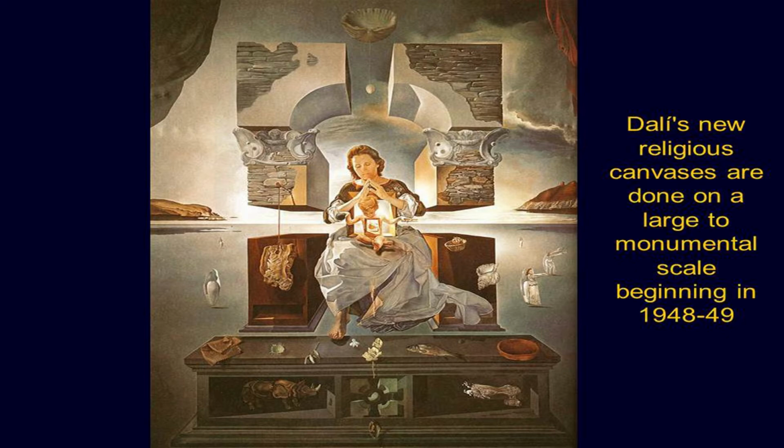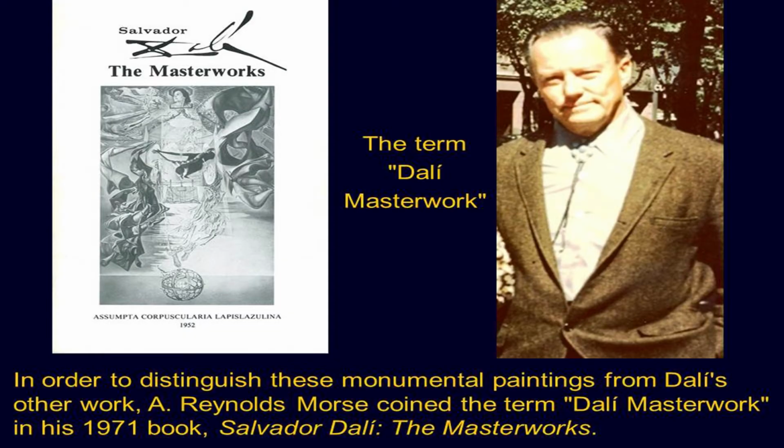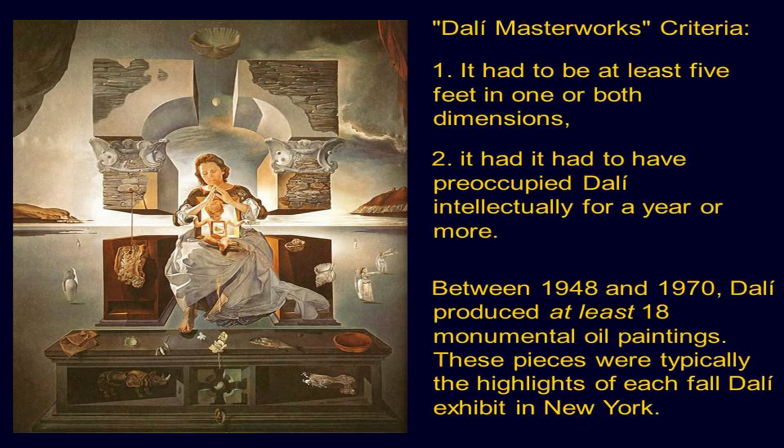The term Dali masterwork, which is what we usually use for them, was coined by the gentleman who started our collection, Reynolds Morse. He wrote a book called The Masterworks, and basically he came up with a very simple definition, and it's still useful. He said that for a painting to be a Dali masterwork, it had to be at least 5 feet in one or both dimensions, and it had to preoccupy Dali for about a year. And that's pretty accurate as a description for most of the works that we're going to be looking at.